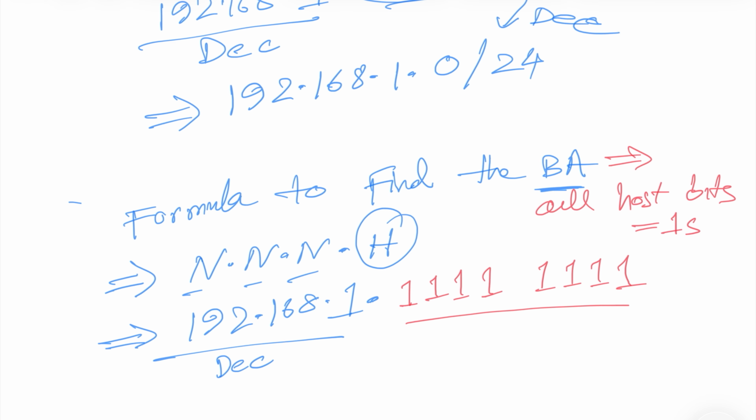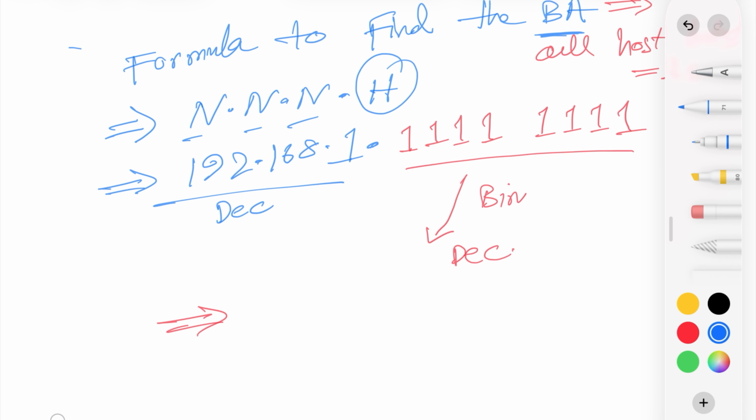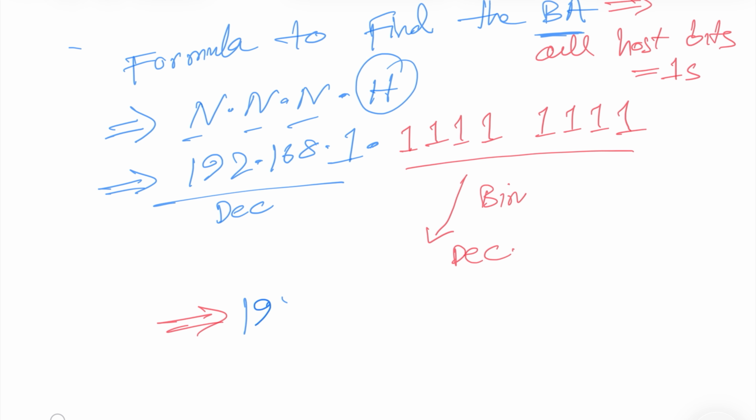So now if we convert this binary to decimal, it will be something like that: 192, 168, 1.255. That's how you write down or find the broadcast address. I believe this information is very clear to you: how to find the network address and how to find the broadcast address.